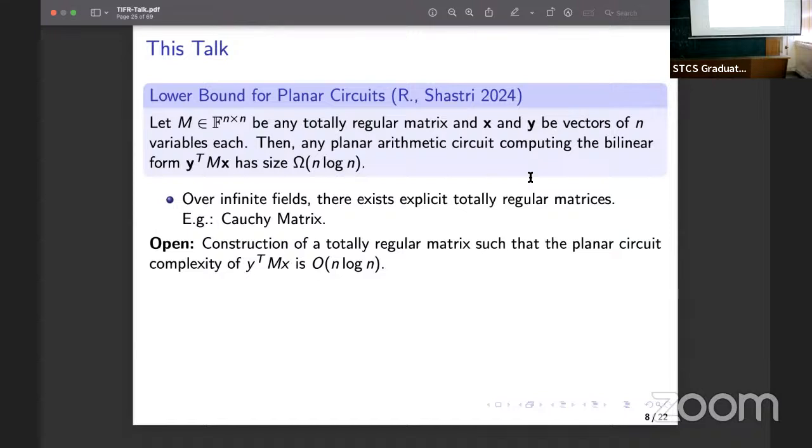Is the DFT matrix going to be totally regular? I think there are 2 cross 2 submatrices which are actually not full rank. Yeah. So over finite fields, we do not know of a construction of totally regular matrices. We try to do this using codes, but it seems hard. We can get almost totally regular matrices from codes. What does almost mean?